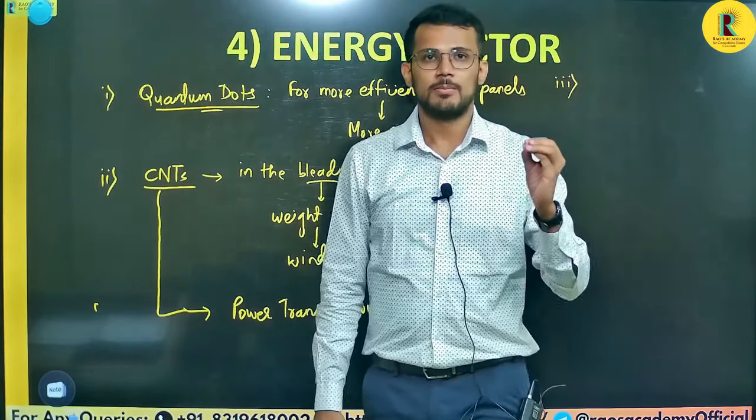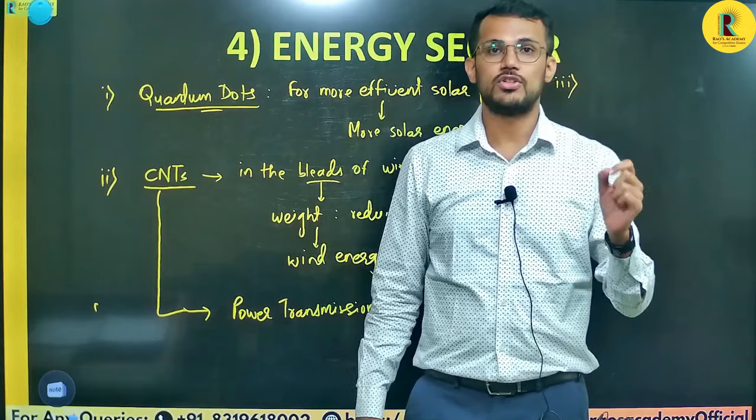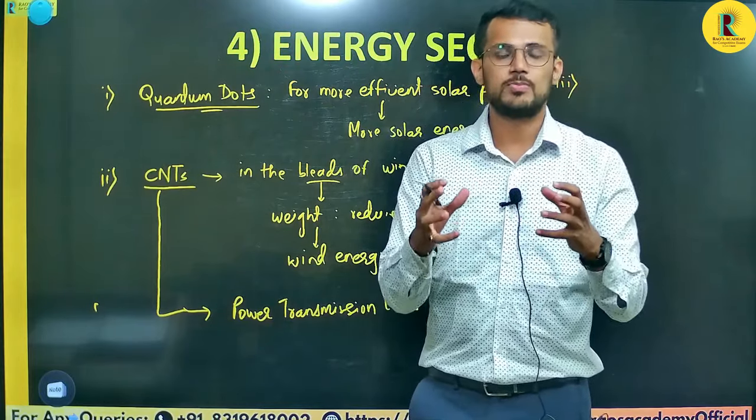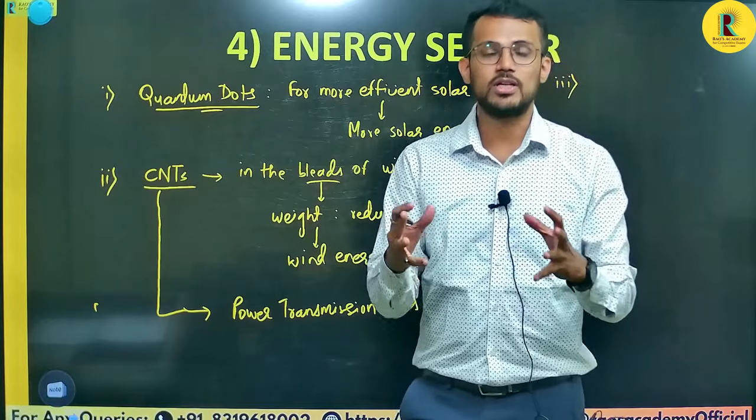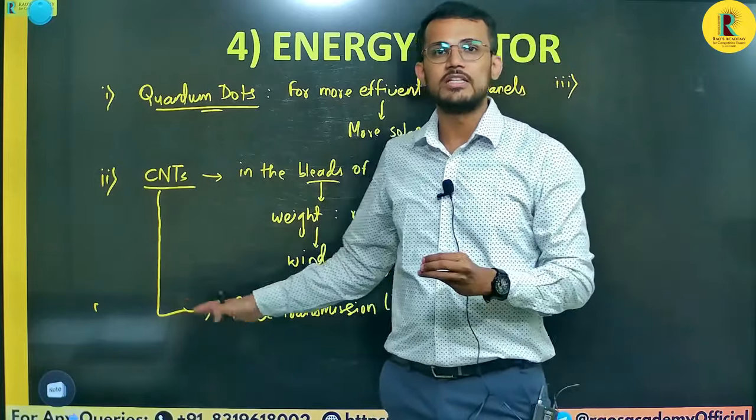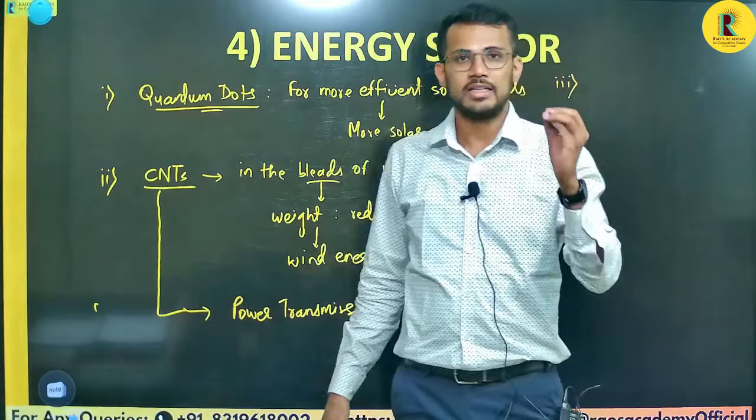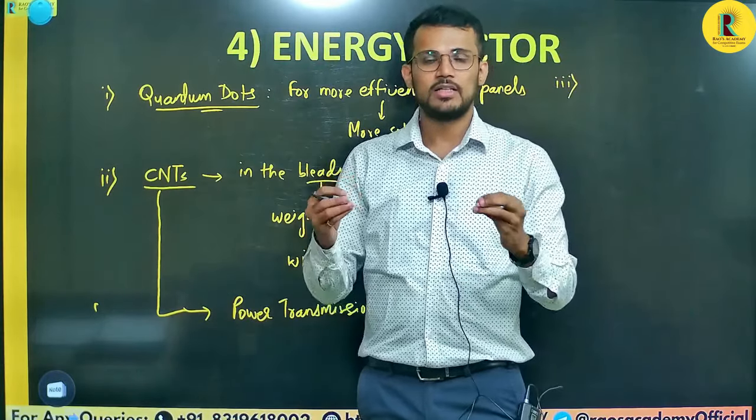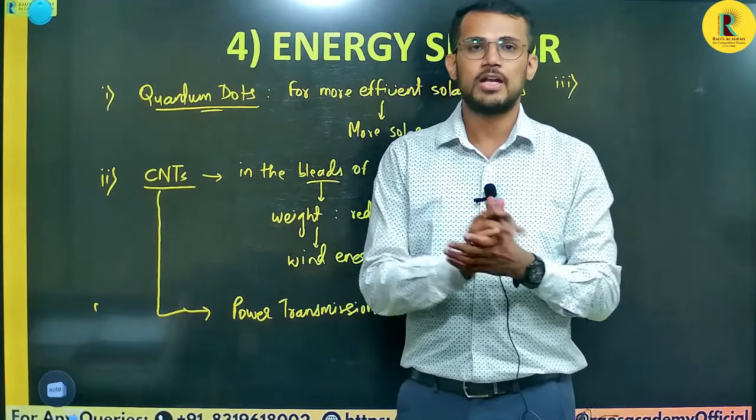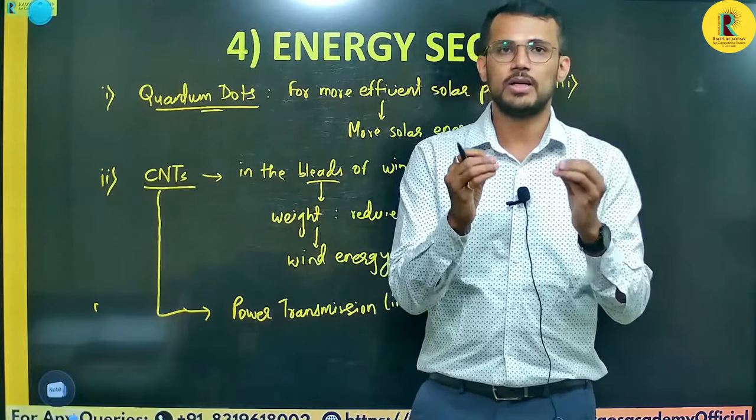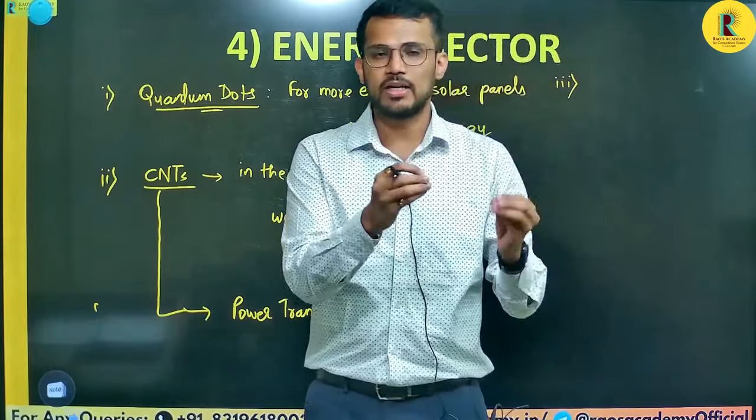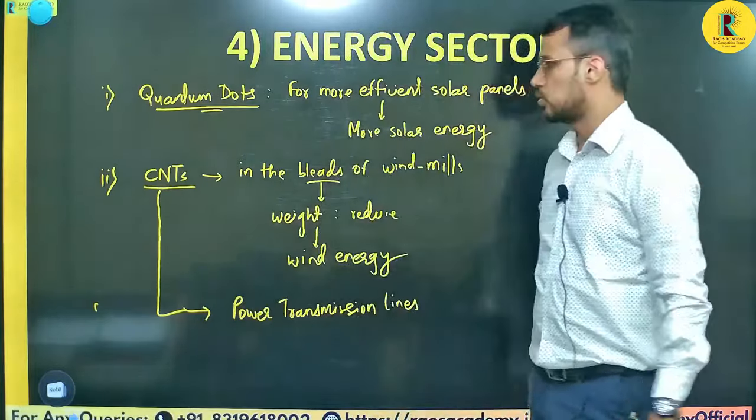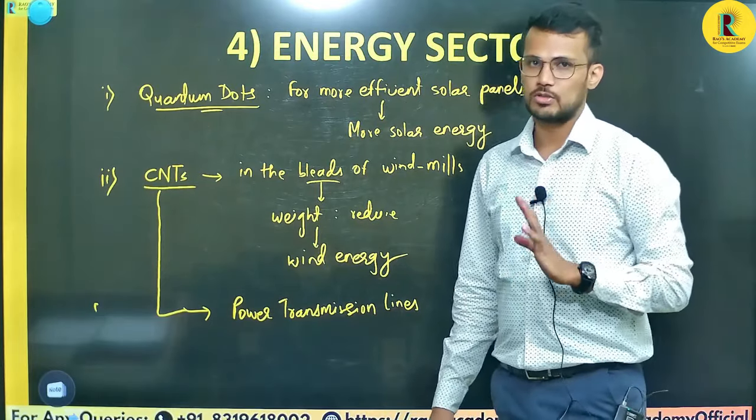In India, T&D losses, that is transmission and distribution losses, are close to 30%. So if we want to reduce this power transmission loss, we can use carbon nanotubes in these power transmission lines so that we will be able to increase the electrical conductivity. Because we know that the electrical conductivity of carbon nanotubes is high, and hence they would be able to take power from one area to another with minimum losses. That is the use of carbon nanotubes in power transmission lines.